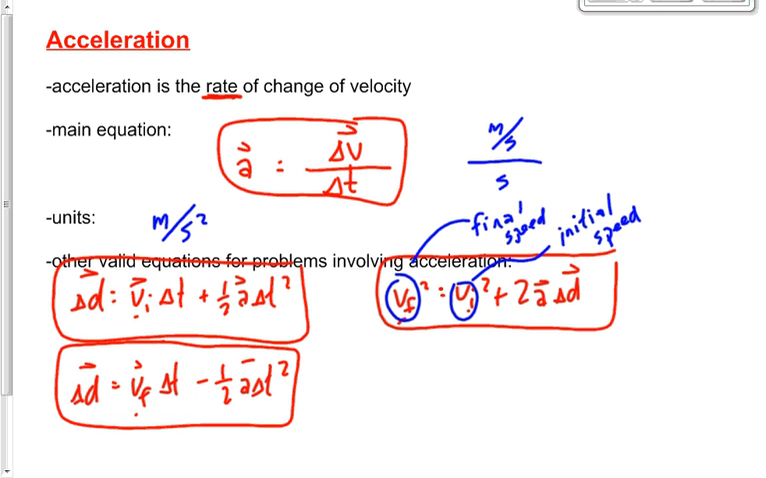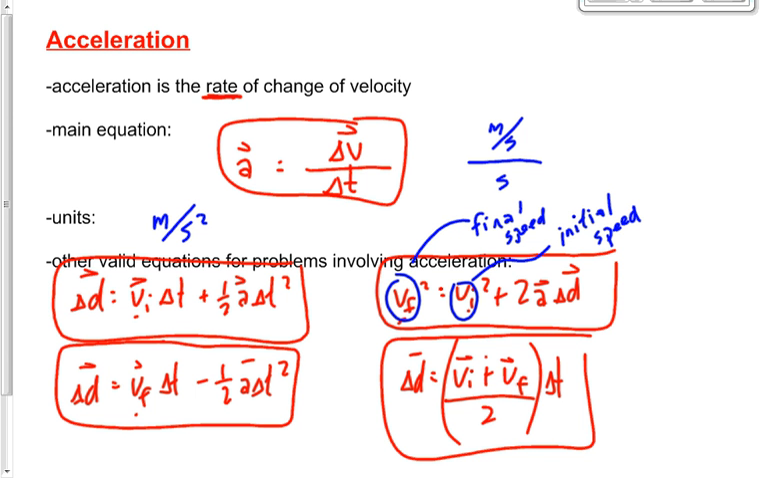Here's one more. D is equal to VIT plus, sorry, already gave you that one. How about D is equal to VI plus VF over 2 times T? This doesn't even have acceleration in it, but it still describes acceleration because VI and VF are two different numbers. So in this equation, the object is accelerating, the object is speeding up. We just don't know what the rate of acceleration is. We just have the initial and final velocity in that case.